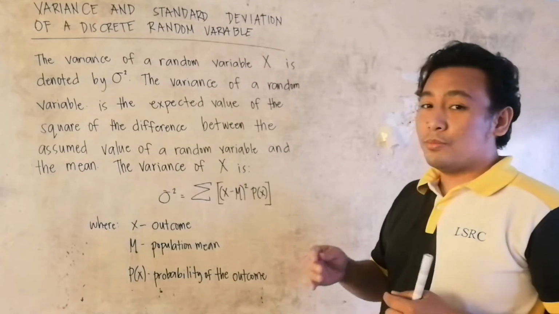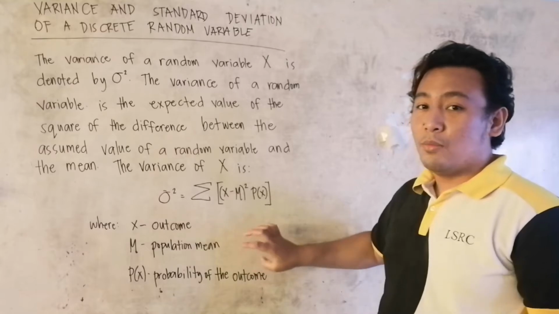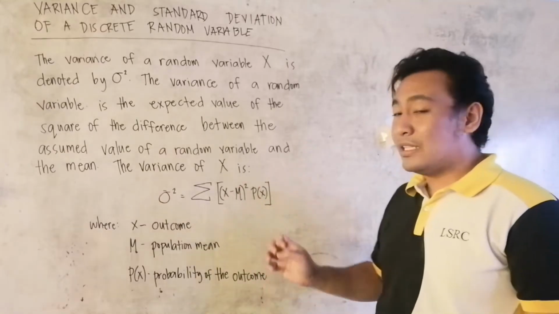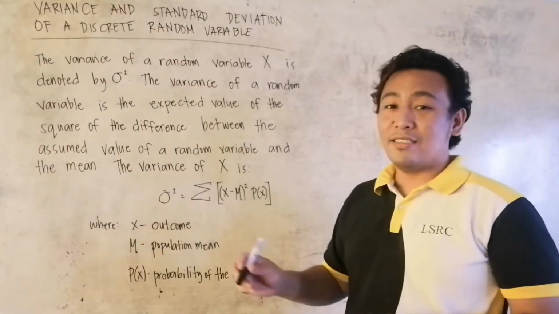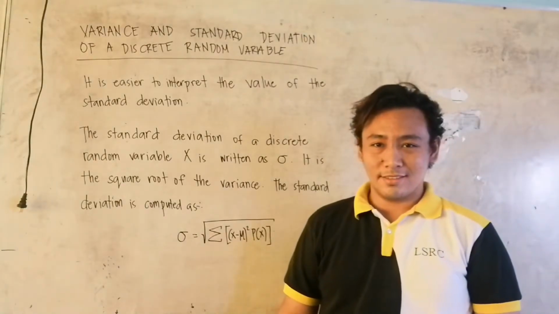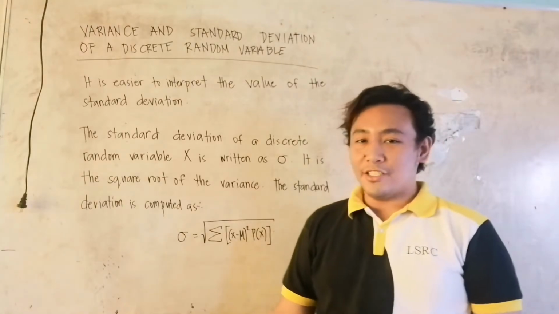Later on, mas maiintindihan ninyo at mas matututunan ninyo kung ano ba itong mga sinasabi na to. Ano ba yung outcome, population mean, and then the probability of the outcome. Now, let's proceed with the standard deviation.